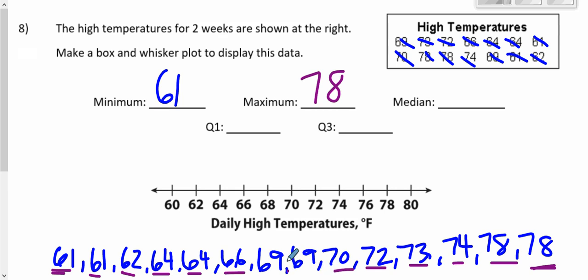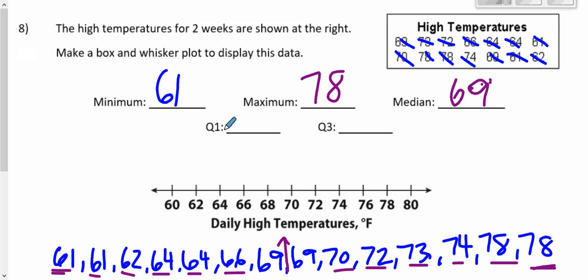Now it looks like I've got two stuck in the middle. Now I want to remember, I like to count in my medians. I have 1, 2, 3, 4, 5, 6, 7 numbers to the left. 1, 2, 3, 4, 5, 6, 7 to the right. So that means I am good. And I'm between the two of the same number. So that means my median here is 69. I'm struggling with that a little bit. Okay.